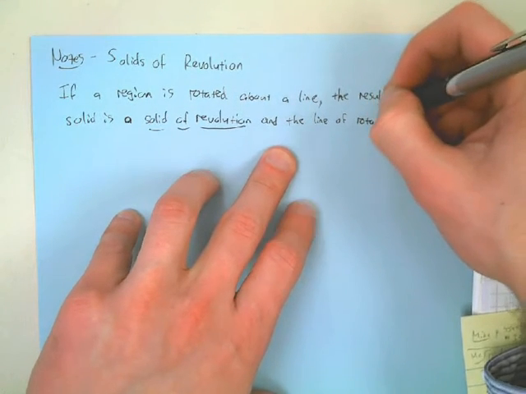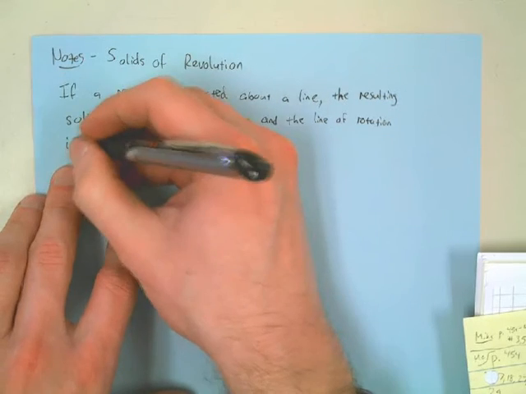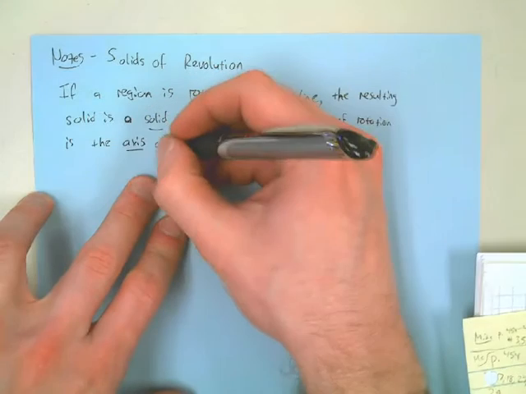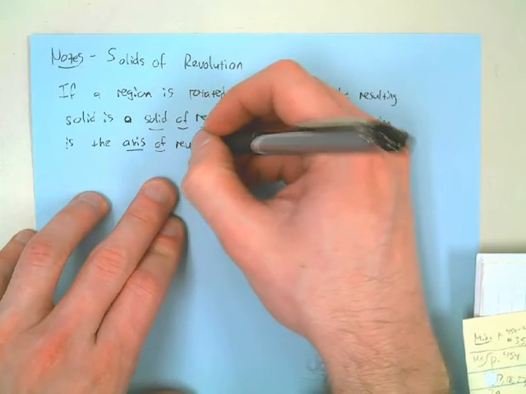Question: will all these solids be circular in nature? Yes, as a result, yes. They will all kind of look like weird things.